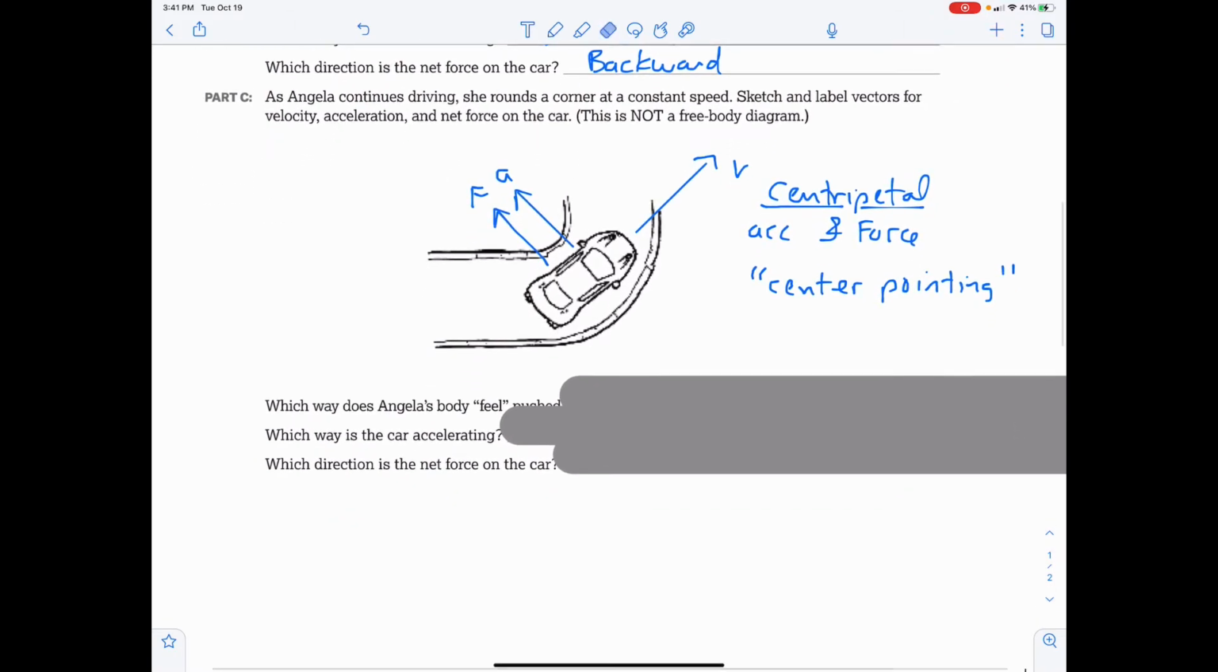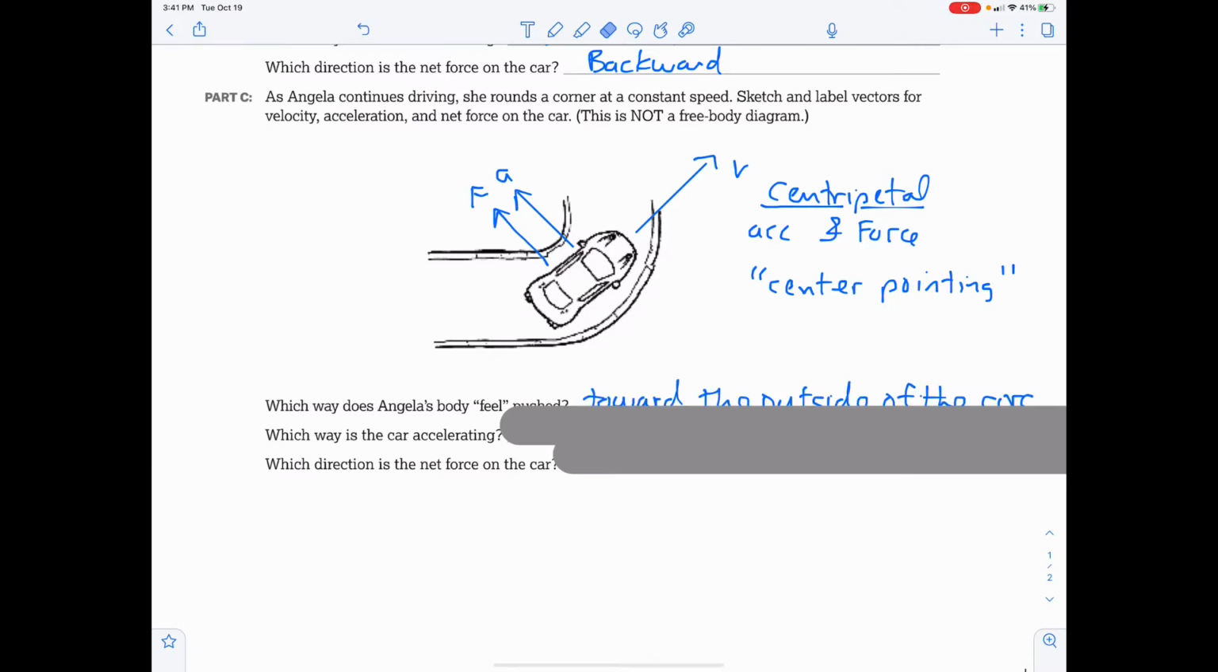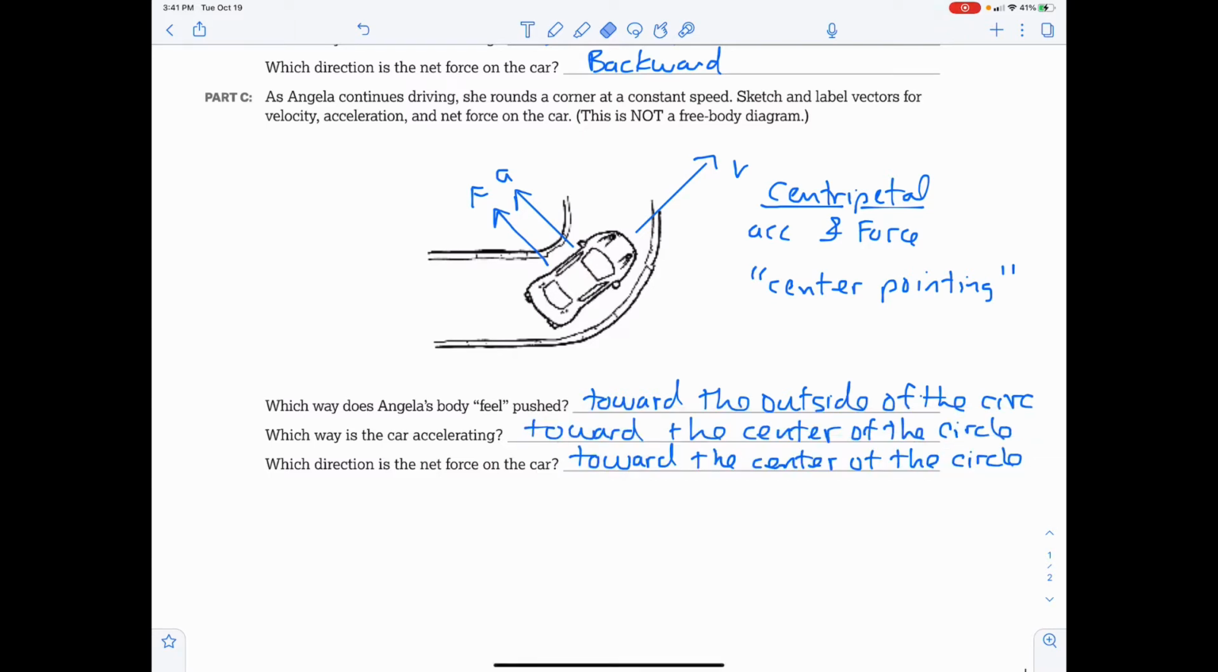Which way does Angela's body feel pushed? Well, she feels as though she's pushed to the outside of the car. The car, however, is accelerating towards the center as the net force is pointing towards the center. Why does Angela feel this way? Why does Angela feel as though she is basically moving towards the outer edge of the car?